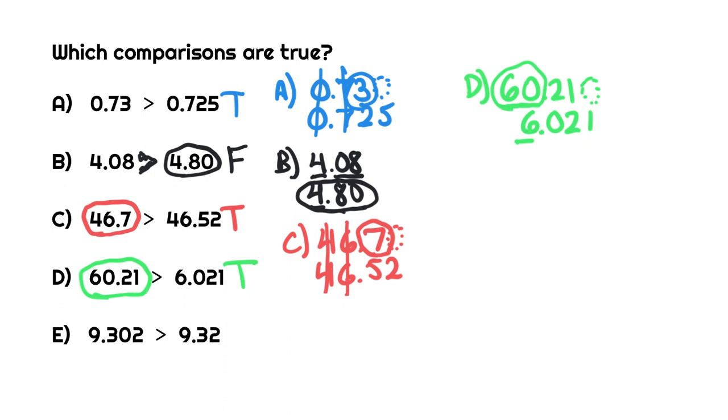And finally, answer choice E. 9.302, 9.32. Add on a 0. And let's go a digit at a time. 9, 9, no help. 3, 3, no help. 0, 2, 2 is bigger. And so that means the second number, 9 and 32 hundredths, is the bigger. And so this one is false.